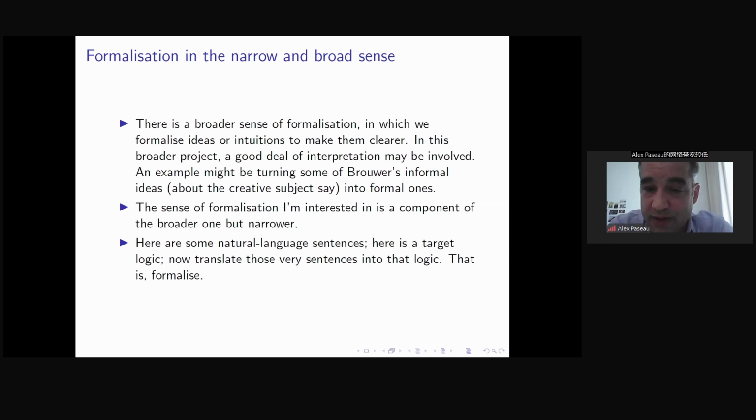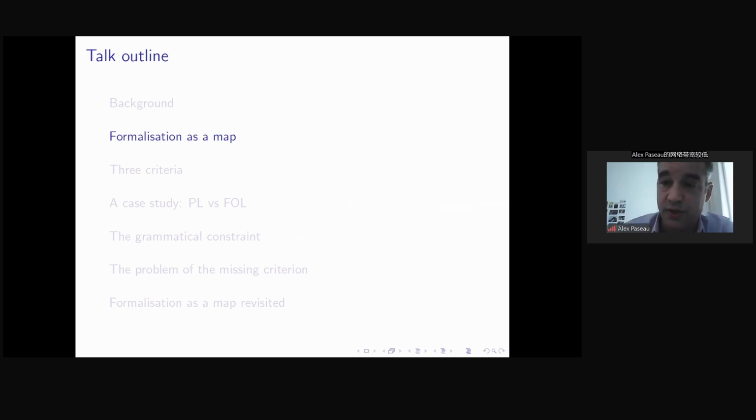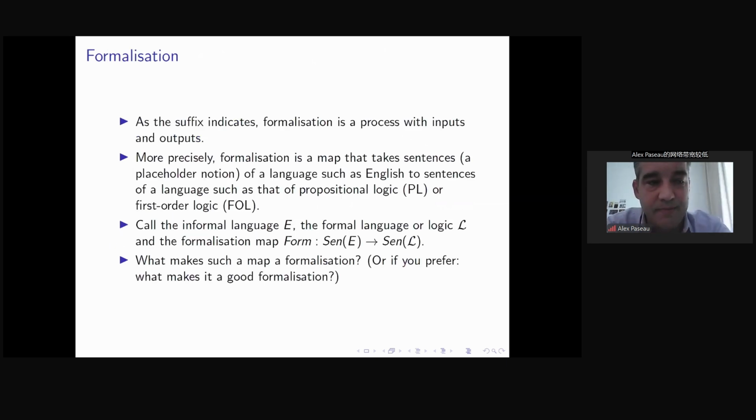Of course, it involves formalization in the narrow sense, but it also involves a lot of interpretation and filling in of gaps, clarifying and reducing, and taking what is essential and formalizing that in the narrow sense. So really the narrow sense of formalization I'm interested in is: here are some natural language sentences, here is a target logic, and now you've got to translate those very sentences into that logic. That's to say, formalize. I recognize that there are other senses, including this broader sense, but the one I'm interested in is this narrow sense of translating from a natural language into a formal language in the way that logicians do, in order to try and capture the notion of logical validity. Okay, so that's all broadly introductory.